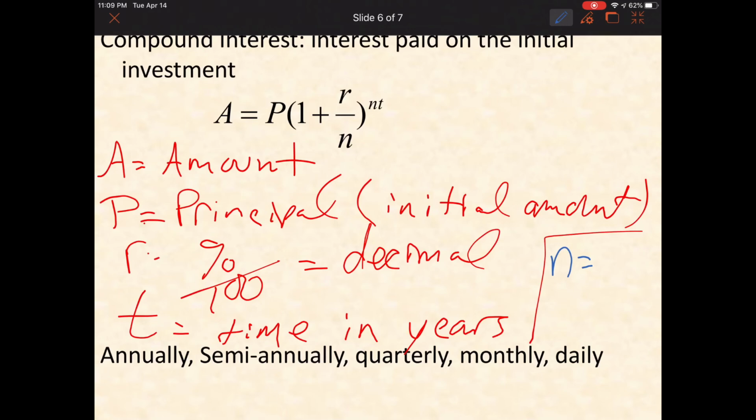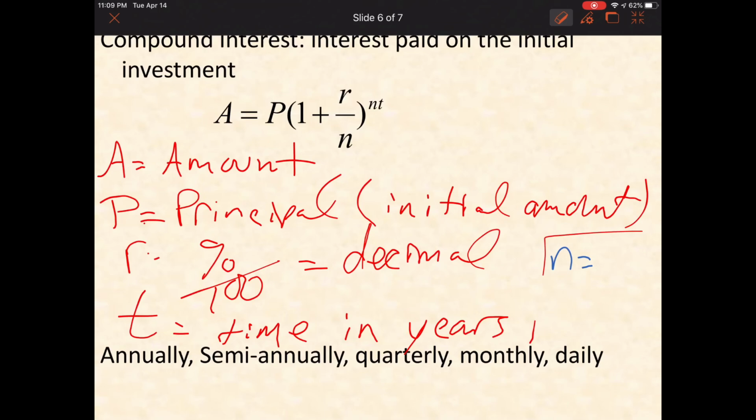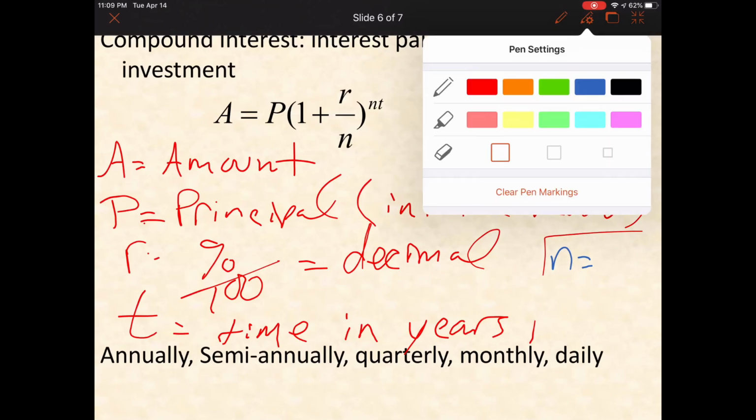Sorry, I got an eraser. One second. All right. Sorry about that.